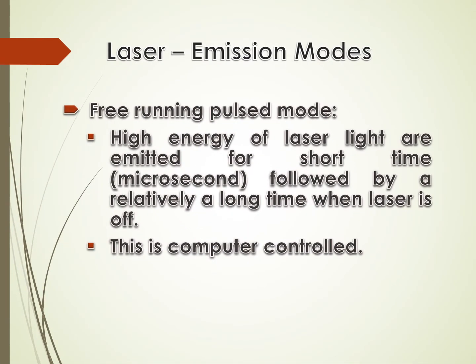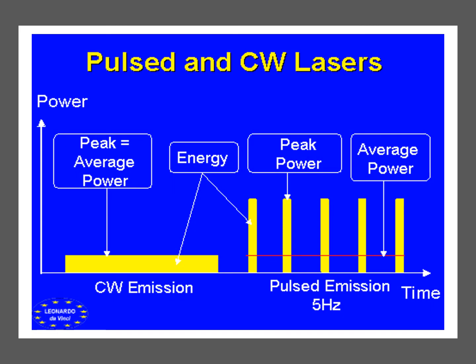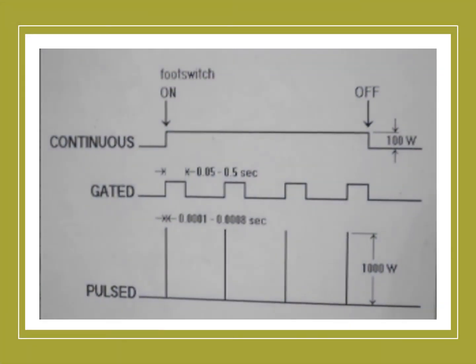Free running pulsed mode: high energy laser light is emitted for a short time, microseconds, followed by a relatively long time when the laser is off. This is computer controlled. This image explains the difference between the continuous mode and pulsed mode. The continuous has the same energy, not interrupted, while the pulse has high energy and is interrupted. Another image explains the difference between the continuous and the gated pulse mode.